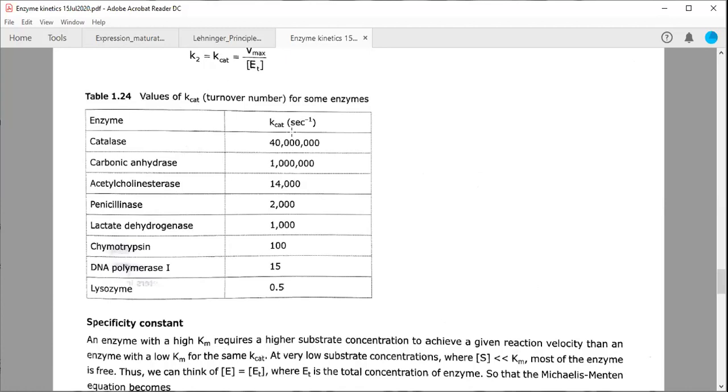This is the value when an enzyme is fully saturated with the substrate. This many substrate molecules it is able to convert into the product per second. For catalase it is very high, followed by carbonic anhydrase and many other enzymes. And you will see lysozyme has only 0.5 turnover number. This is very, very low when we compare it with catalase.